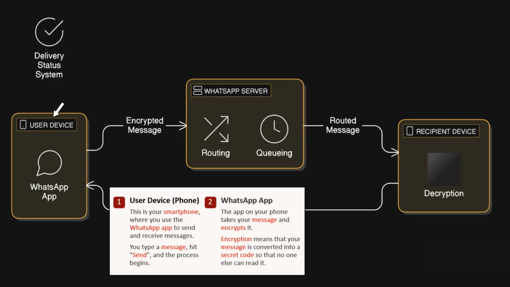User device. This is your smartphone where you use the WhatsApp app to send and receive messages. You type a message, hit send, and the process begins. WhatsApp app. This is the app on your phone, which takes your message and encrypts it. Encryption means that your message is converted into a secret code so that no one else can read it.